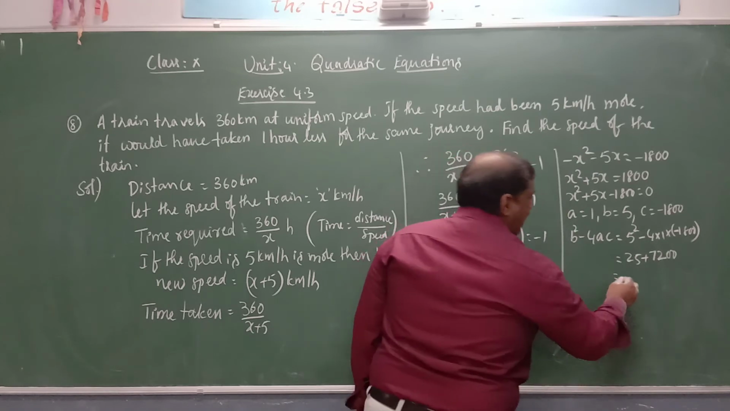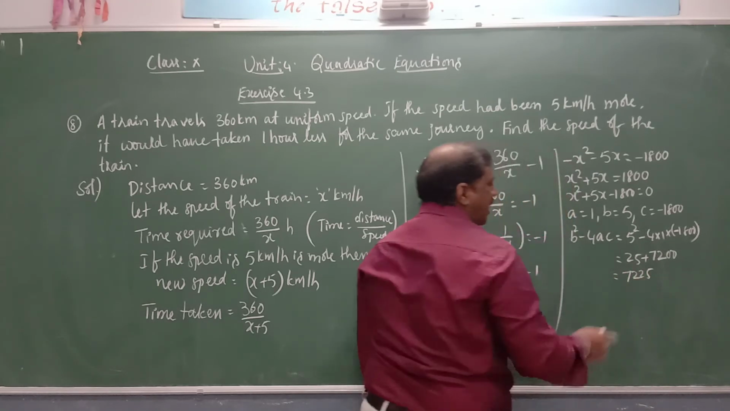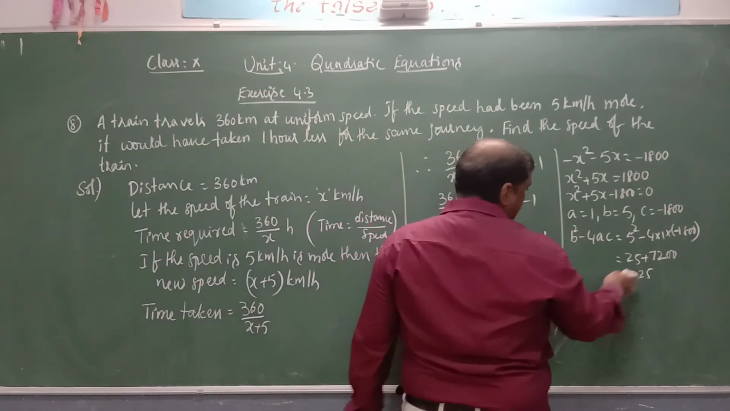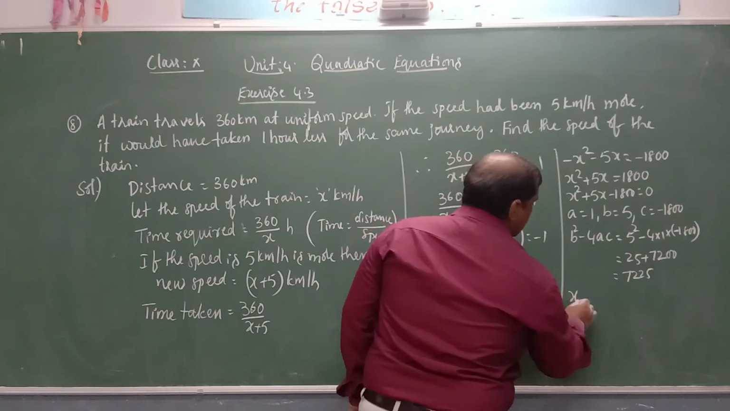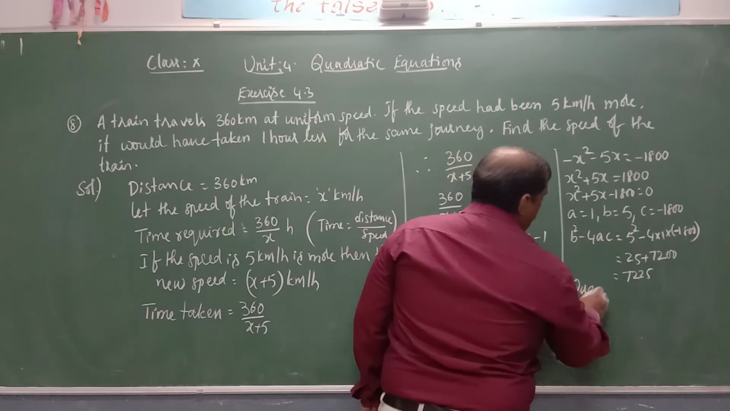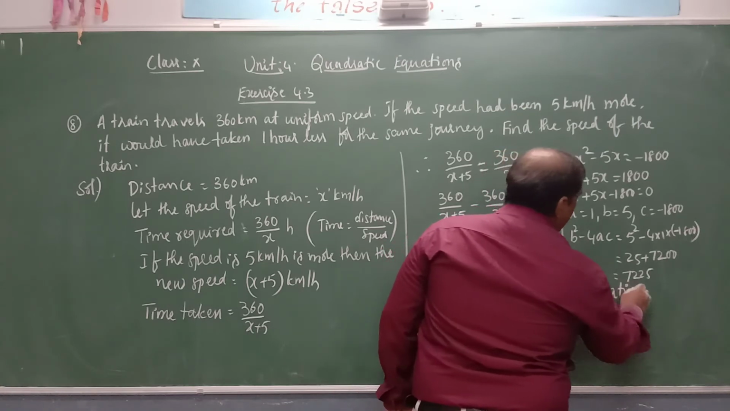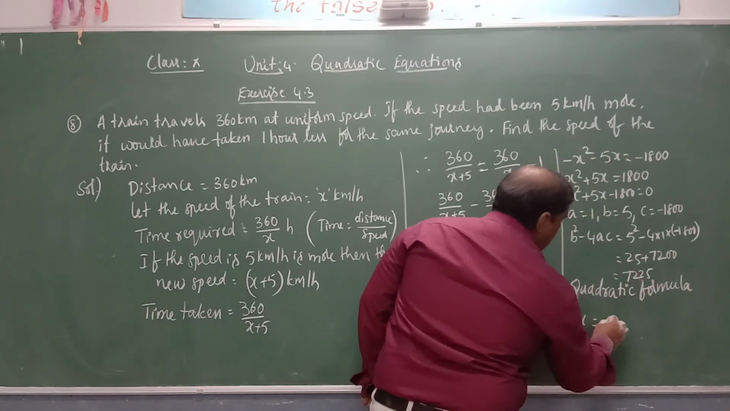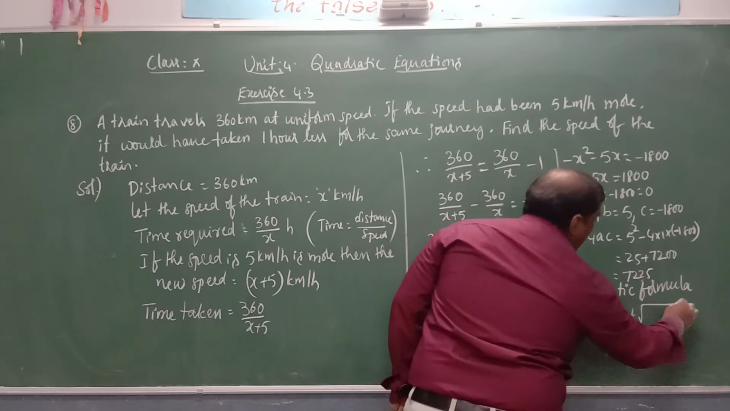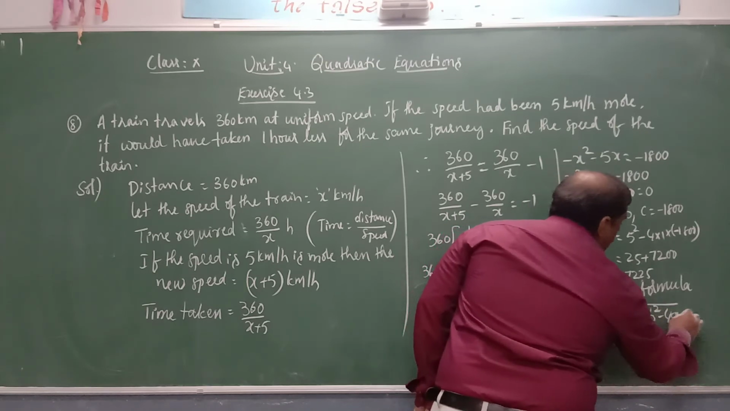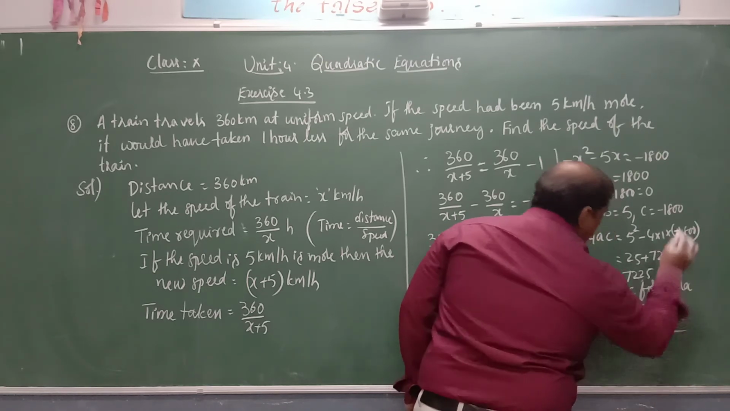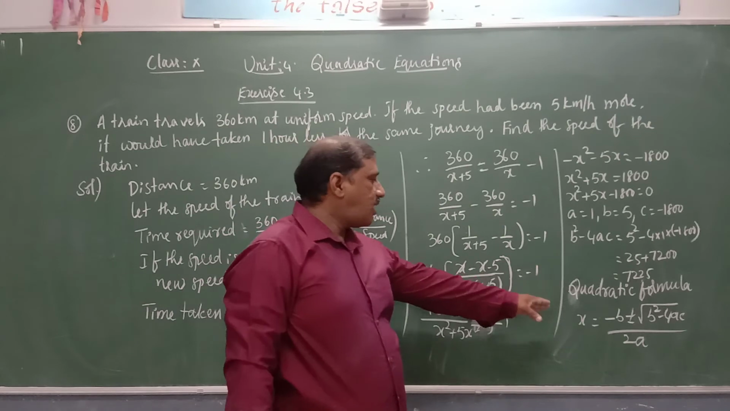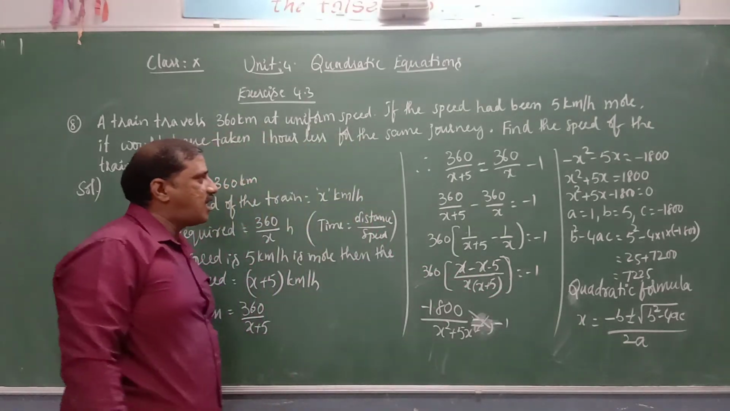We get this 7225 by adding, which is b square minus 4ac. Now, next, x is equal to, using the quadratic formula, minus b plus or minus square root of b square minus 4ac divided by 2a. In that formula you substitute, and we will get the x value. Is it clear, children? How to find?